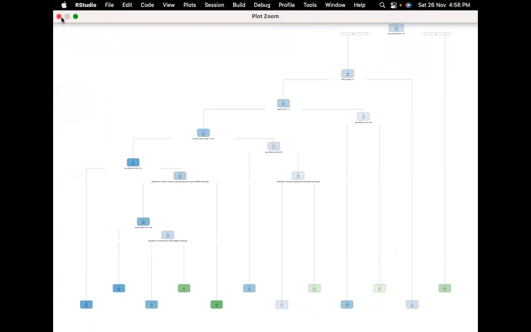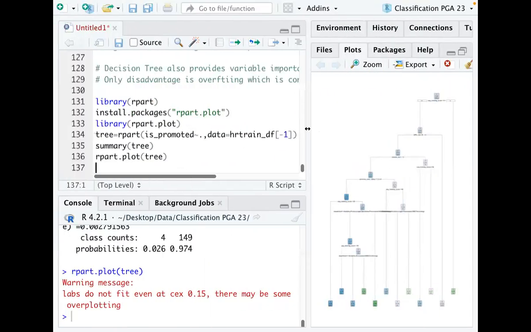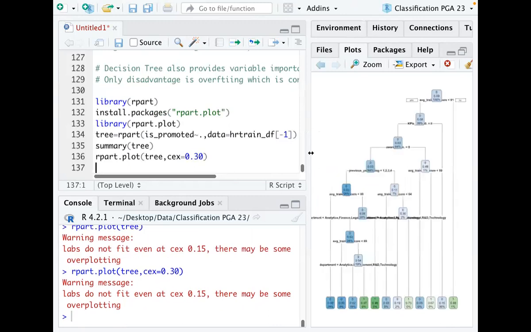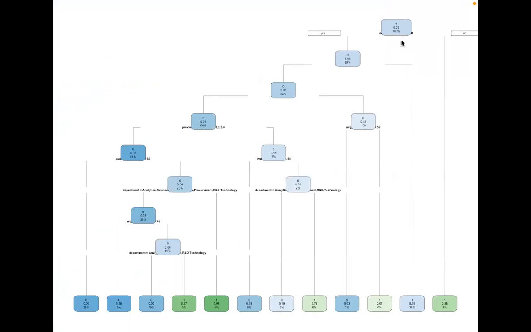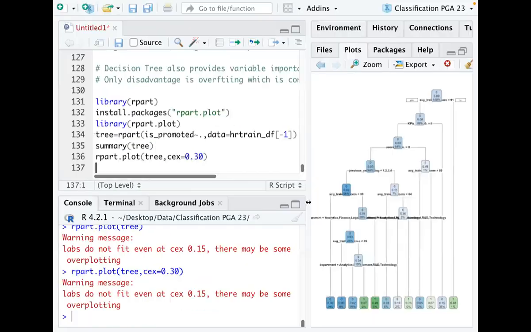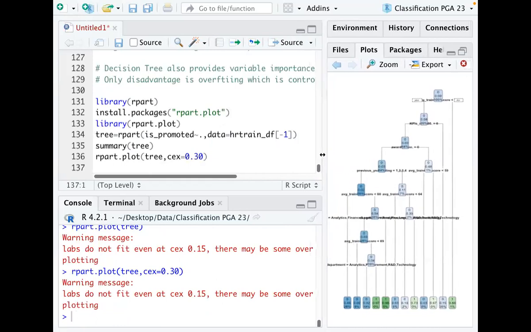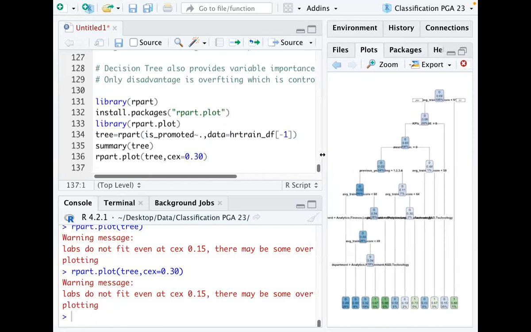So we got very small letters. Let us increase the cex equal to 0.30. You can get some sort of clarity here. I think you will get a better plot because of the projector issue. I am not able to get the proper plot. In your screens, you will get a good plot. You can see the variables and the values on which it is splitting.